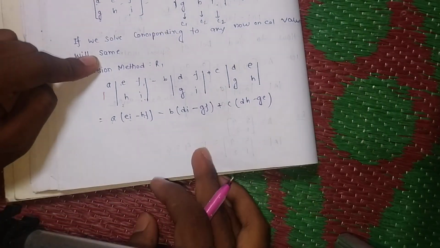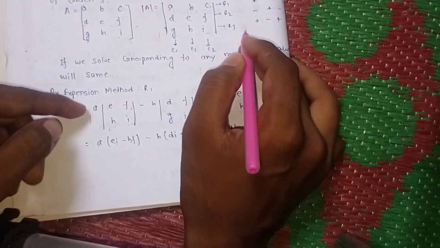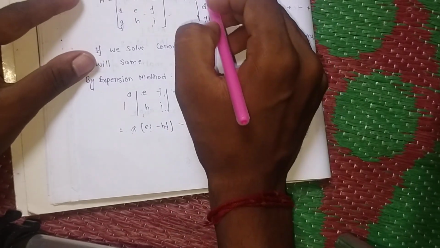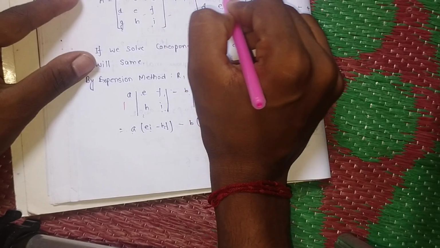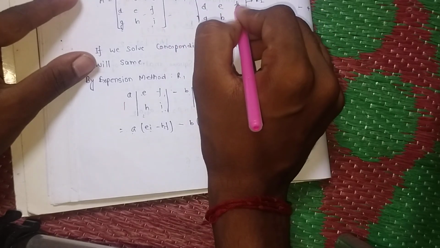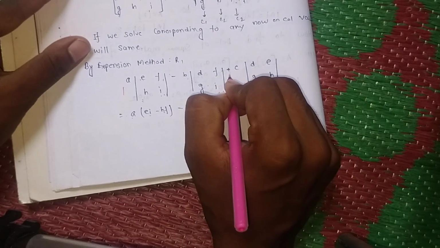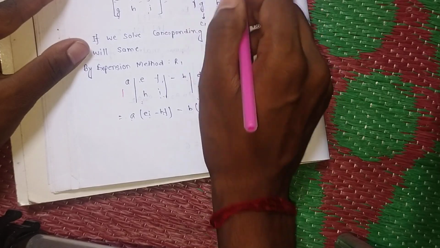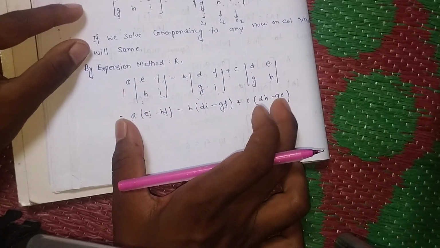Similarly, for b the sign is negative, so minus b. For its cofactor, we delete this row and this column, and the remaining values d, f, g, i form the determinant of order 2, that is d, f, g, i. Plus c into the cofactor where we block this row and this column, so we get d, e, g, h. After calculating we get the value.